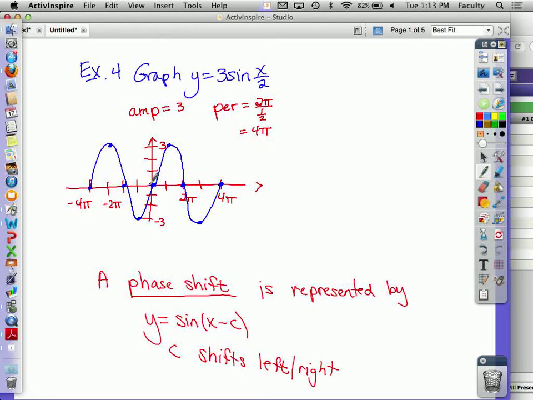Okay, everybody have this written down? No. The phase shift, phase shift.